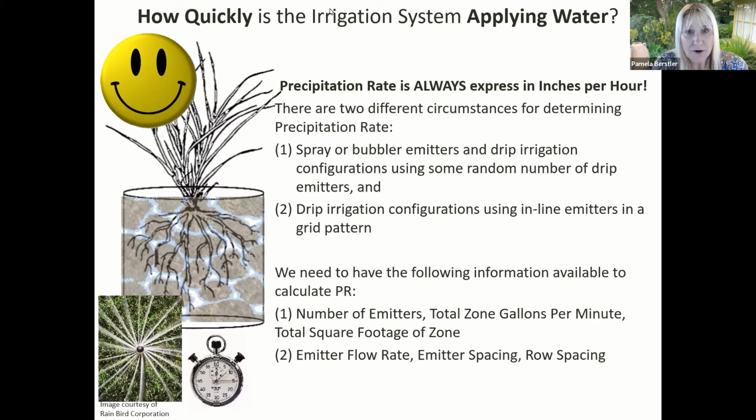For the first one, for the spray emitters or randomly placed drip irrigation, whether it's inline or online, in a random pattern, you need to know the number of emitters that you have out there, the total gallons per minute for the irrigation zone, and the square footage of the zone. If you are doing a grid pattern, you just need to know the flow rate of the emitters, the spacing of the emitters, and the row spacing between the lines.